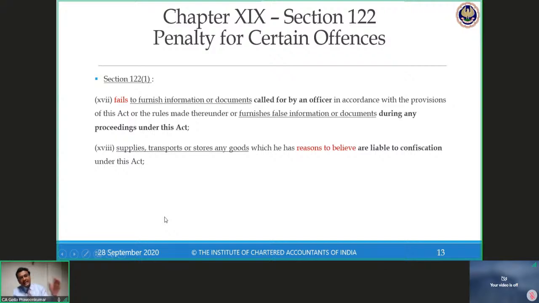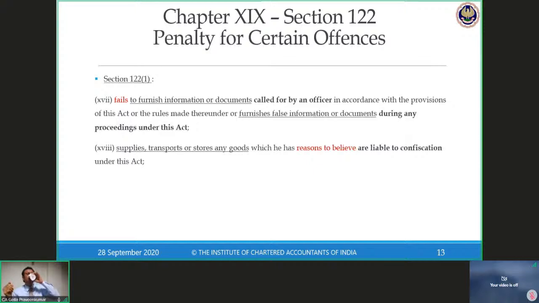Next, supplies or transports or stores goods which he has reasons to believe are liable for confiscation. Supplying the goods, transporting the goods, storing the goods. I supply the goods where I have a reason to believe that these goods are liable for confiscation. Why liable for confiscation? There is a violation of the GST law. The goods have been transported without a tax invoice. Goods have been transported as if they are exempted goods.